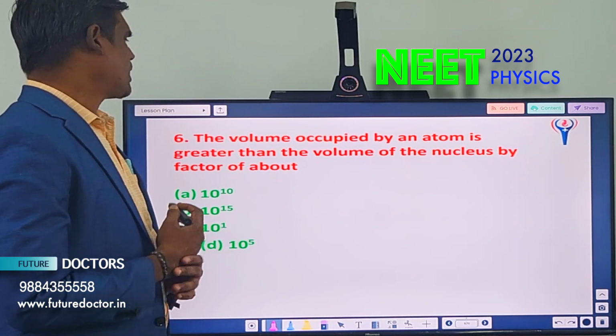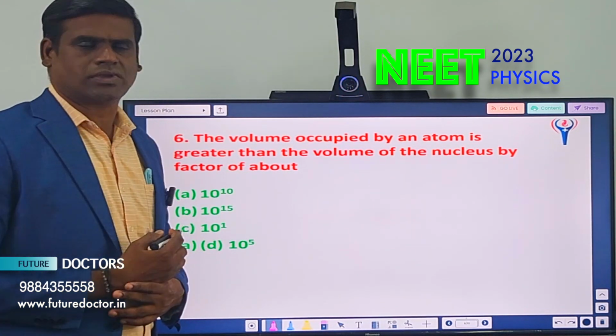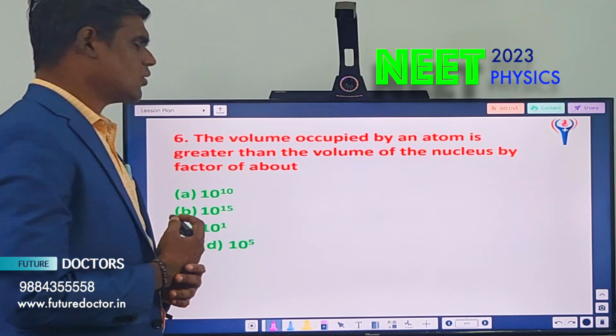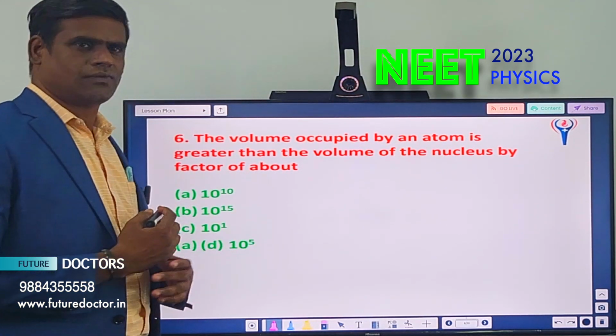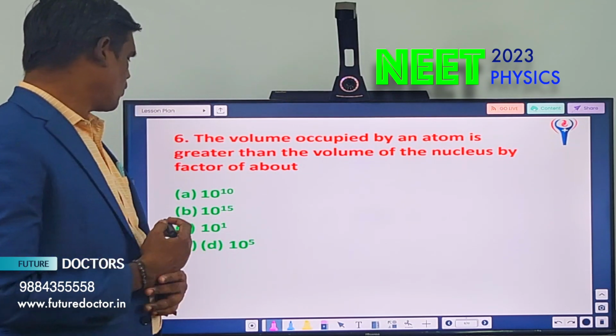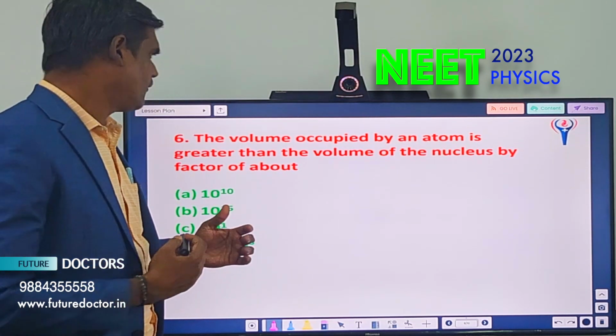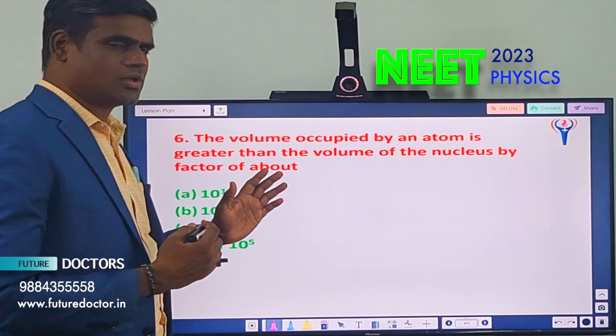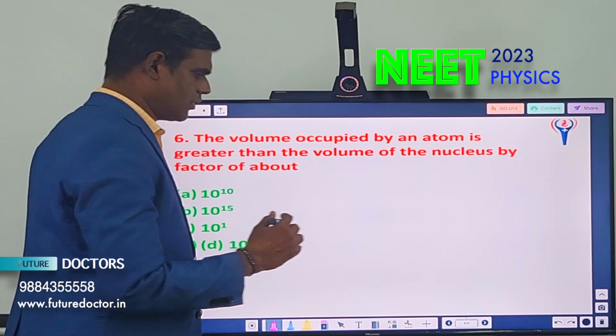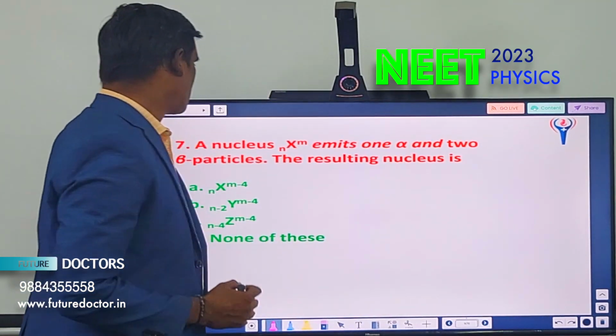The volume occupied by an atom is greater than the volume of the nucleus by a factor of about dash. A option 10^10, B option 10^15, C option 10^1, D option 10^5. Here you should know the formula for the volume of the nucleus. By knowing the volume formula, you will find the solution for this question. Let's move to the last question.